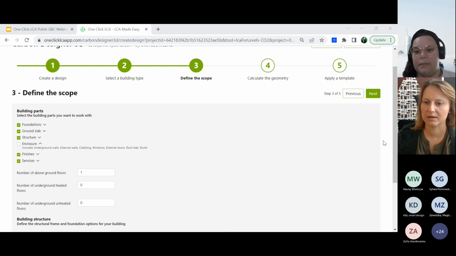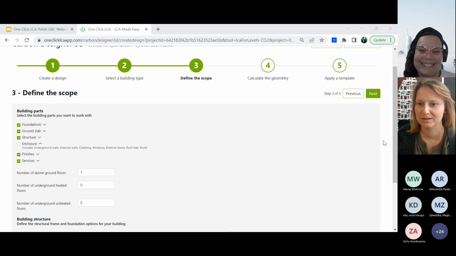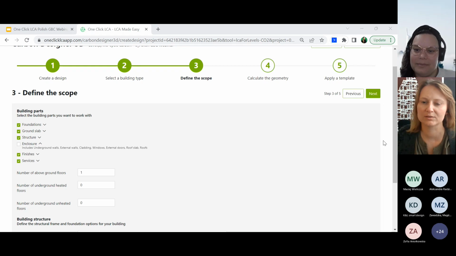Okay, and I think that is the last question on chat? No, not the last one. We have one more from Rafał. Going back to the facade, are we excluding the enclosure in both or just the design?